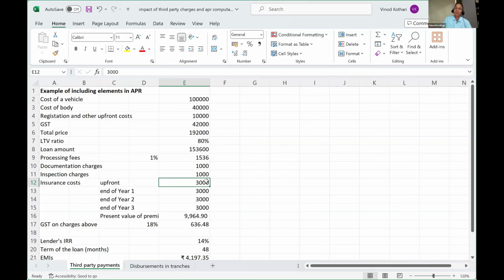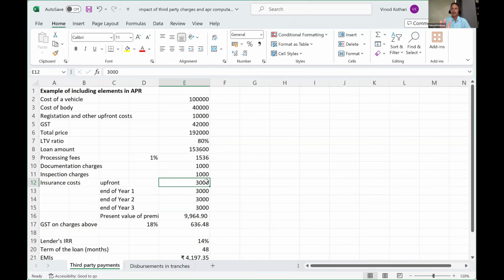Third party charges are charges which are paid to the lender by way of reimbursement of what is paid by the lender to third parties. It's routed through the lender. Lender is collecting that, right? You would of course call it separately. You're giving it a separate name.